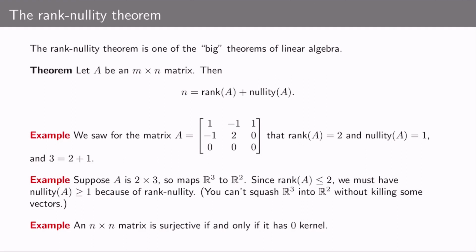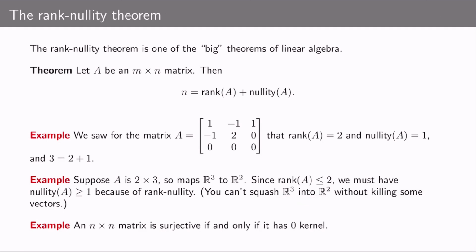There are also consequences that I suppose we could call examples. So let's say that A is a 2 by 3 matrix. That means it maps R3 to R2. Well, A must have rank less than or equal to 2. Can't have a rank bigger than 2. And so the nullity, by consequence of the rank-nullity theorem, must be greater than or equal to 1, because the two of them must sum to 3. So that means that I have to have some kind of a kernel if I'm mapping R3 to R2. I can't squash all of R3 into R2 without killing off some vectors.